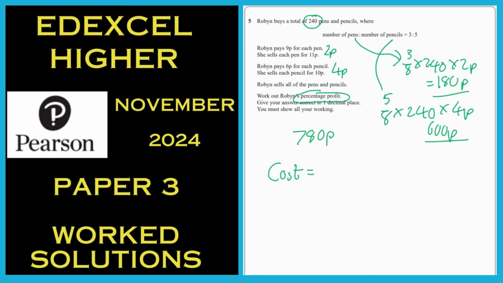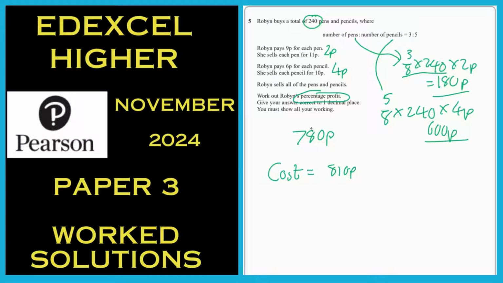To work out someone's percentage profit, you must work out the cost. Sometimes in the question they tell you the cost, they haven't here. So the cost of her pens, that's how many pens she bought. 3/8 times 240, that's 90, by the way, and we times that by 9, so that's 810 pence on the cost.